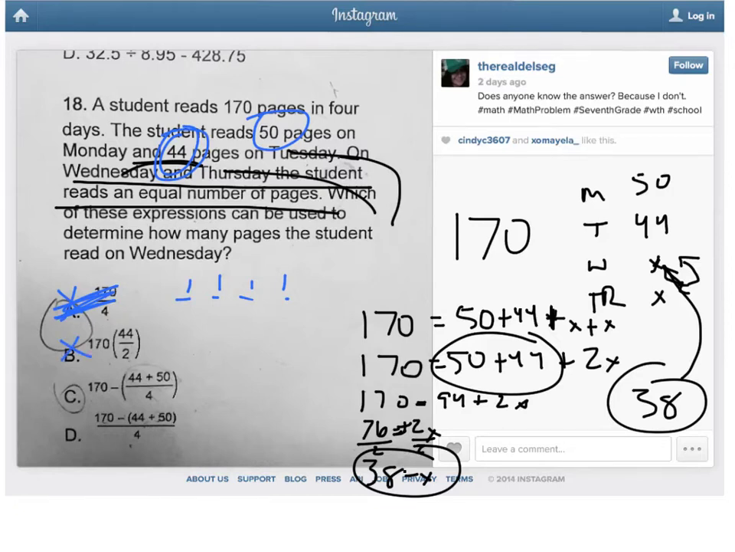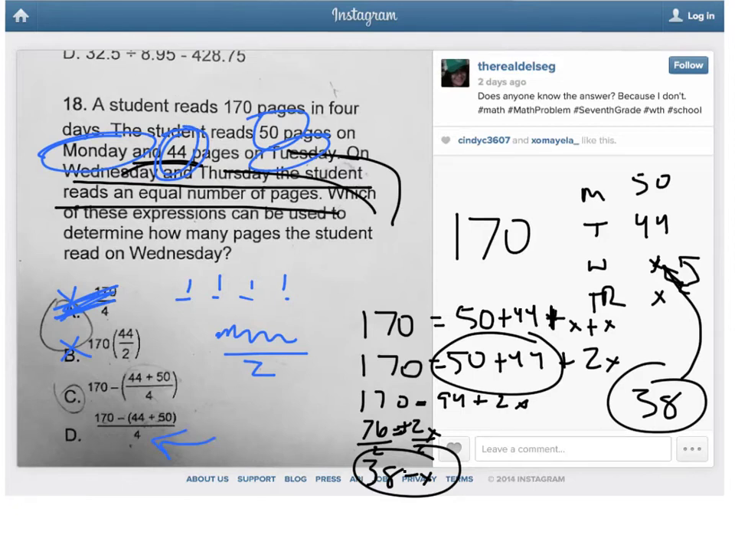Okay, let's look at C. All right, so you got 44 plus 50. That looks good. We could do 44 plus 50, and then you're dividing by 4. I don't know why you're taking Monday and Tuesday's numbers, dividing it by 4, and then getting it subtracted from 170. That doesn't make sense either. There's no logic there. And then the last one, please be our saving grace. 170 minus those 2 days, which is great because you've got the amount left, so you've got that to split between your last 2 days.